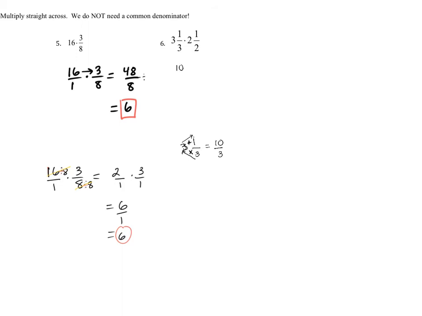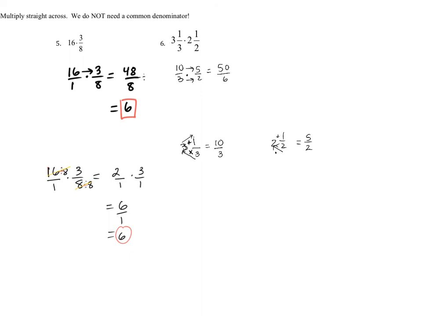So I'm going to rewrite my problem as 10 thirds times, all right, so the 2 and 1/2, I multiply because in 2 wholes there's 4 halves, and then you add that extra 1. So there'd be 5 halves. So we change that to 5 halves, and then we get to just multiply straight across. This would be 50, and then multiplying straight across, 3 times 2 is 6.